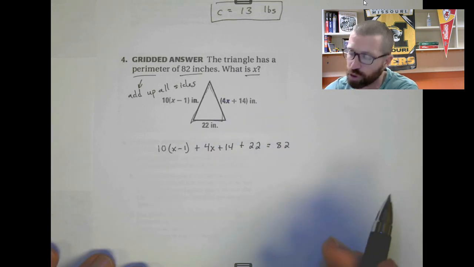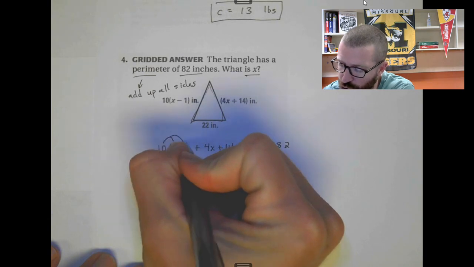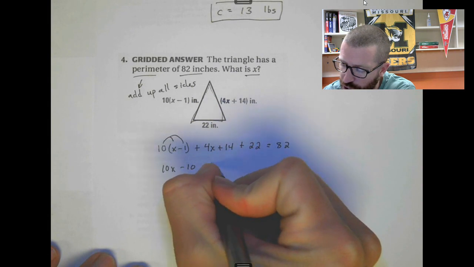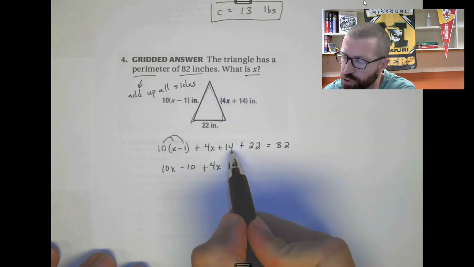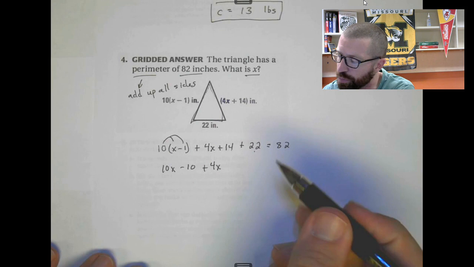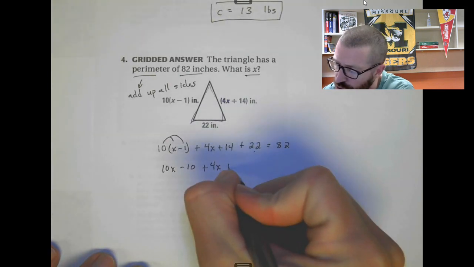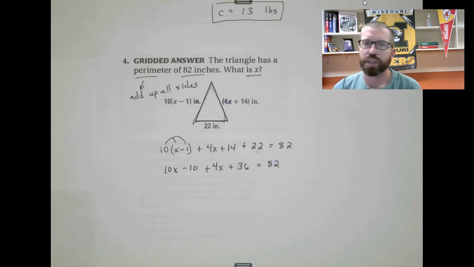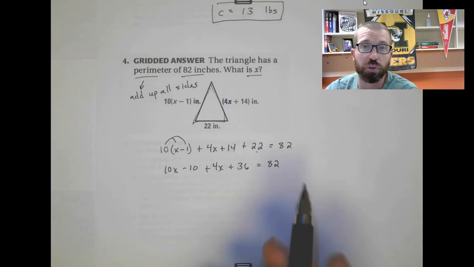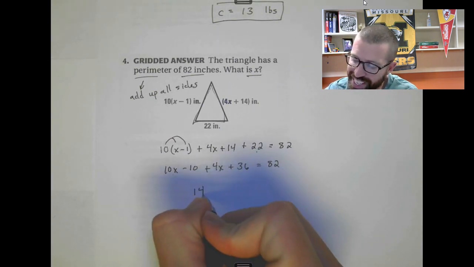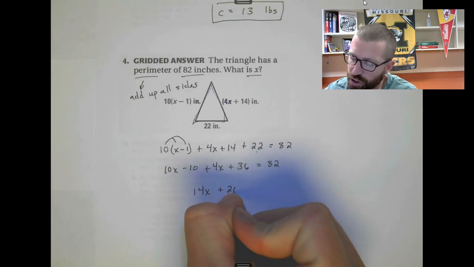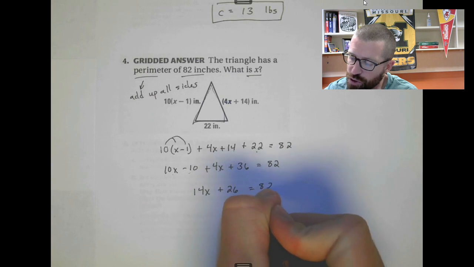And then you need to solve this equation. Hopefully you know you can distribute. So you get 10x minus 10. And then let's go ahead and combine a little bit here. So let's do 14 and 22. So that's 36 equals 82. And then we'll just continue to combine like terms. So 10x and 4x, those are both x's. So I can put those together as 14x. And then negative 10 and 36 make plus 26 is equal to 82.